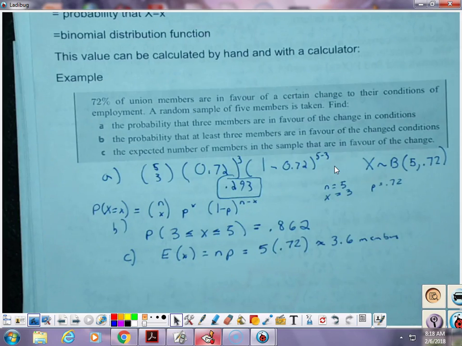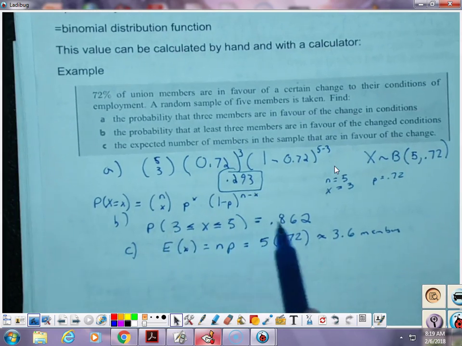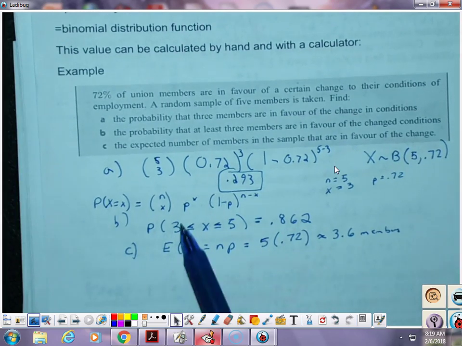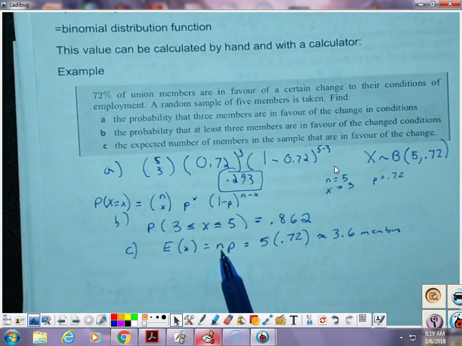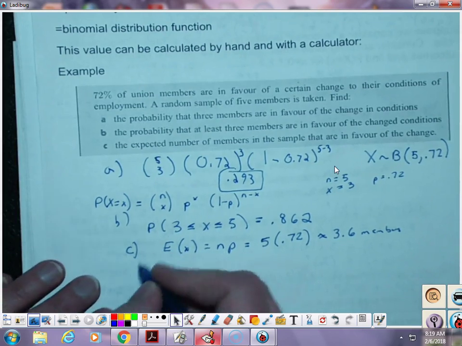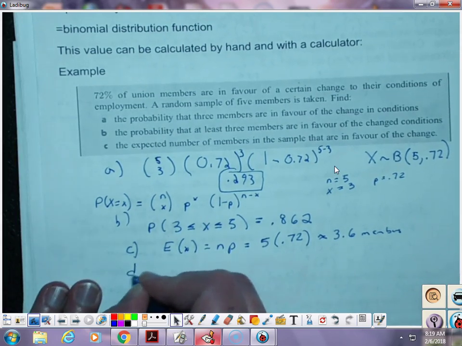So, technically, to find that C part out, you could have just done 5 choose 3 times 0.72 to the third, times 1 minus 0.72 to the 5 minus 3, plus, and then do it with like 4 and then 5 successes. You know what I'm saying? For this one, yes. I thought you were talking about this one because you said expected value. Yes. Okay, I'm going to give you a D.